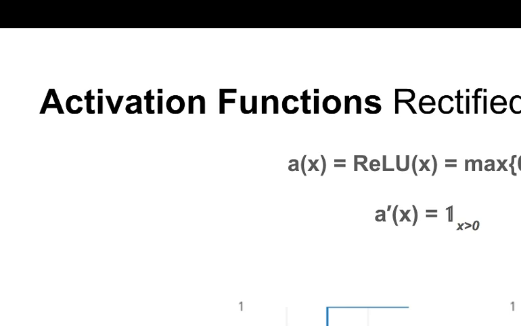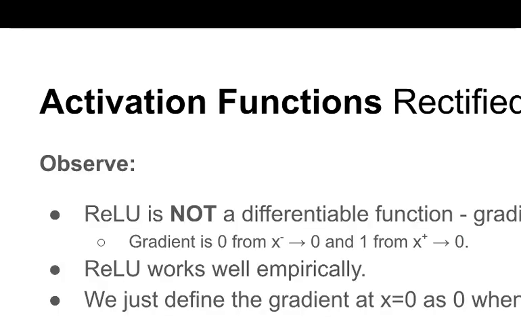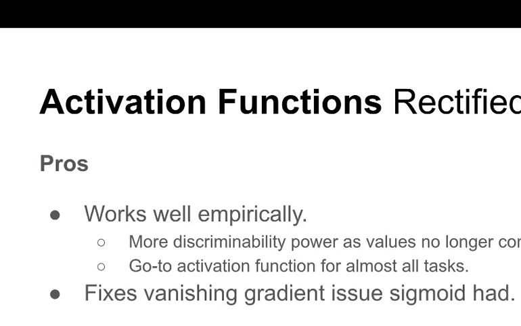Alright, is ReLU clear with everyone? Yeah? Okay. This is the most commonly used one. You're going to hear about this all the time. Like I said, it's not differentiable. Now, obviously, there are some pros and cons. The pro is that it works well empirically. The whole idea is there's more discriminability power as values are no longer compressed between 0 and 1. Say now you're passing on the value of 5. That might mean something different from passing forward the number 10. There's more discriminability in that sense.